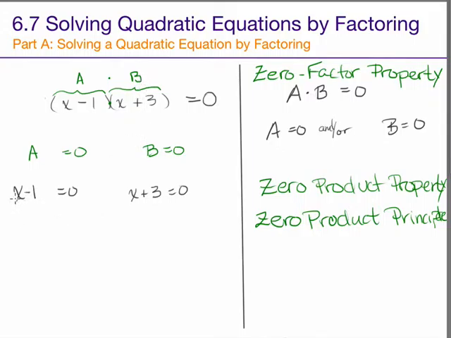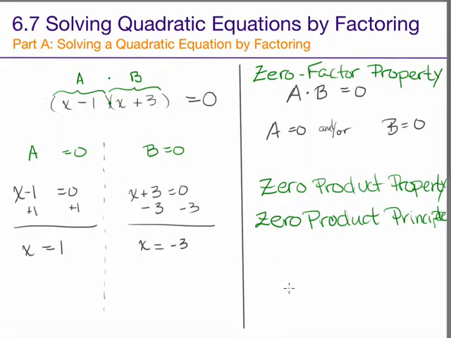And what I have now is two very simple linear equations, and I'm going to solve them separately. Adding 1 to both sides of this equation gives me x equals 1. Subtracting 3 from both sides of this equation gives me x equals negative 3.